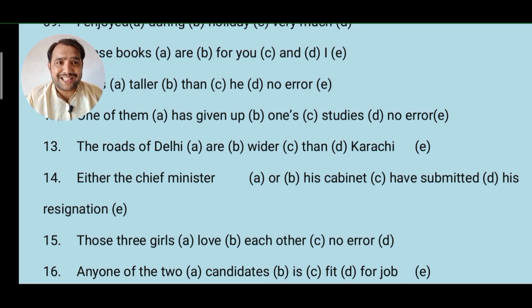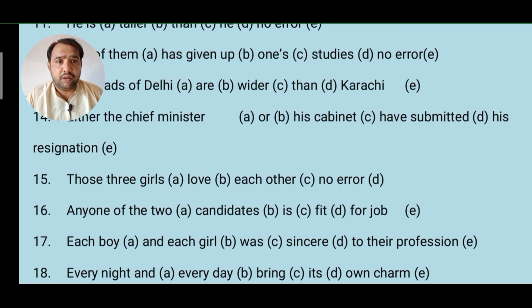But when we say Chief Minister and his cabinet, then here we have to add a plural verb. But this structure always demands our choice. So here, either the Chief Minister or his cabinet, we have to place a verb according to the last subject which you use after or nor. So we should say either the Chief Minister or his cabinet has, not have, submitted his resignation. According to number 15, those three girls love each other.